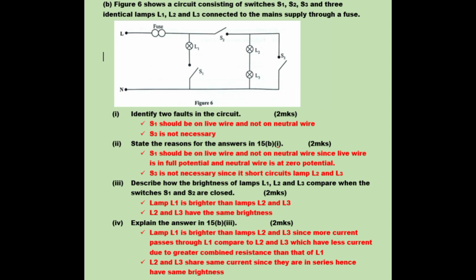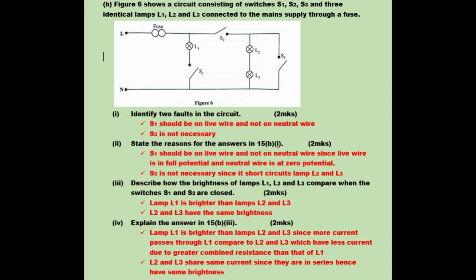Through L1 there will be more current, because there is less resistance on that route. But through L2 and L3, those are two bulbs, and remember, each bulb has an internal resistance. So more current will pass through L1 compared to L2 and L3, which have more combined resistance. Another point to note is that L2 and L3 have the same brightness, but it is less than that of L1. Explanation we have already given.